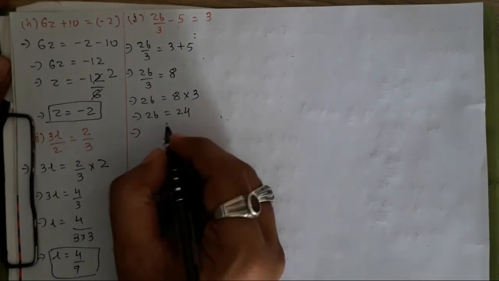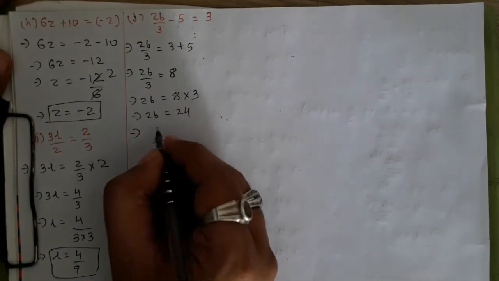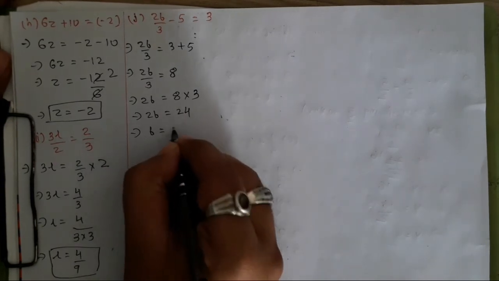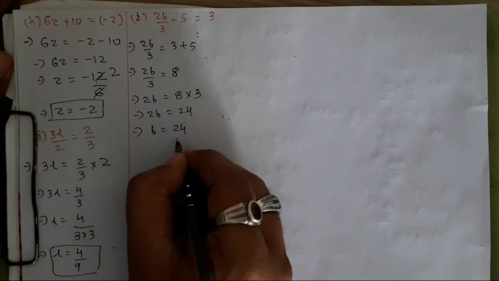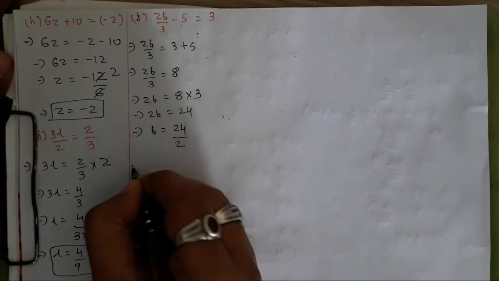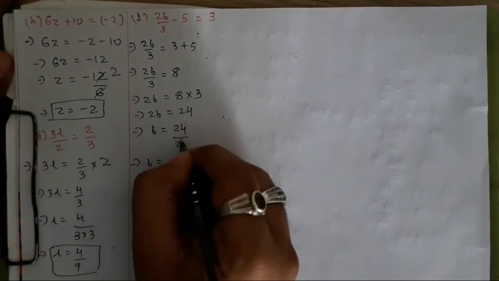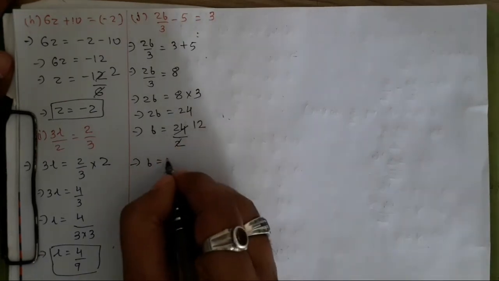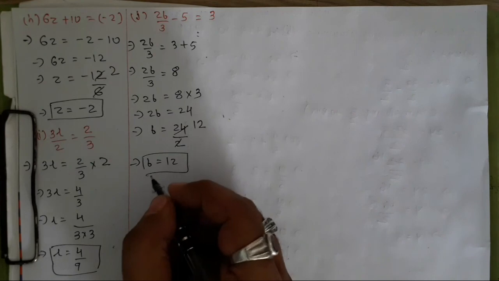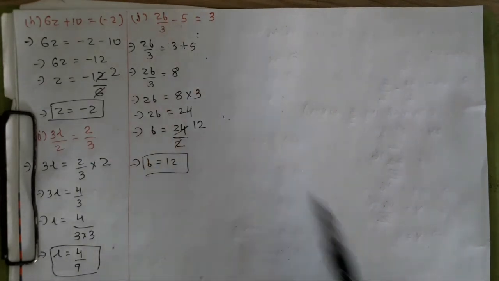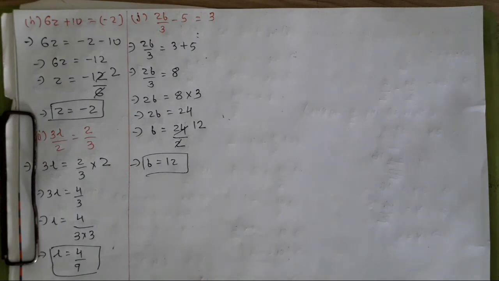Now this is the value of twice b. Now I have to find the value of b. So for that, 2 is in multiplication. If I take this to the other side, then it will come in division. 24 divided by 2. We all know 12 2s are 24. So b is equal to 12 is the solution of the given equation. Now if I put 12 here in place of b, then I will get 3 in RHS. So here we are completing question number 1.